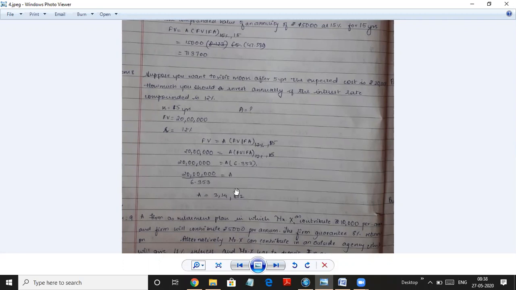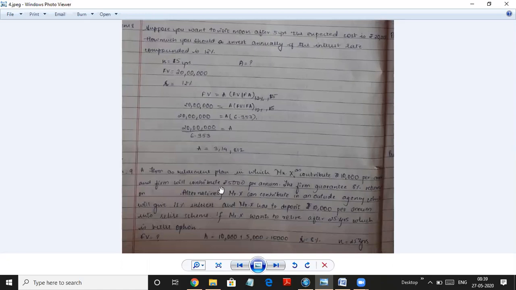So this is another way to use annuity compounding. You can find how much every year you have to invest if you need a certain amount after certain years. So that can be an example. You want to do an MBA after 5 years and you need 4 lakh rupees. So how much should you invest every year so that you can get that much money? So these are different examples that you can try.